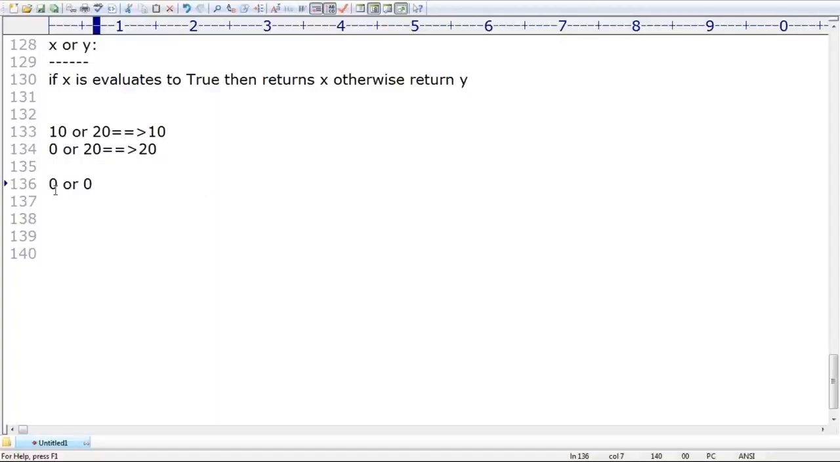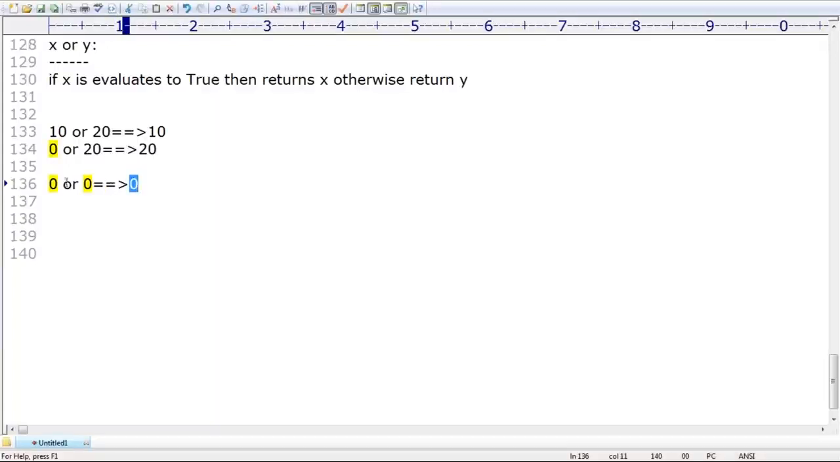Sir, this is the OR operator. In the OR operator, is the first one true or false? If the first one evaluates to false, then return the second argument. What is the second argument, sir? The second argument is always 0 only. That's why that is the output you get by default.